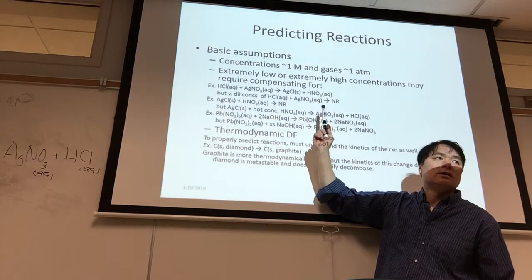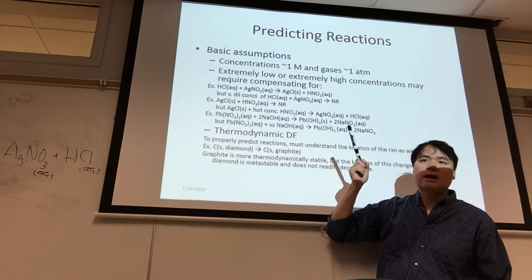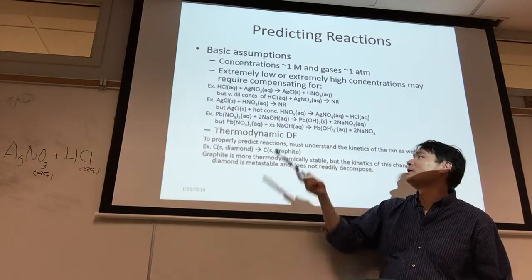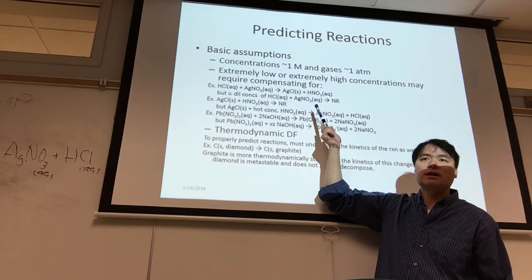You know, that's because you need a certain amount to get a precipitate. And if you don't have it, you could still have it there. You could be mixing HCl and silver nitrate and just get nothing because you don't have enough. It's too dilute.